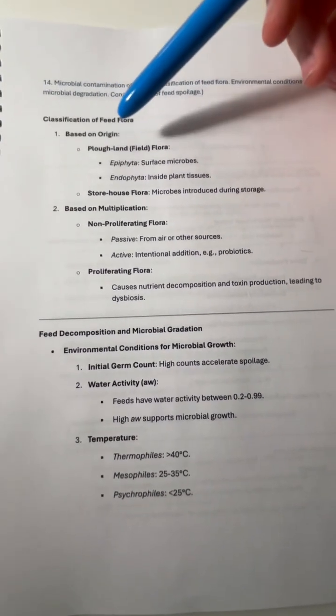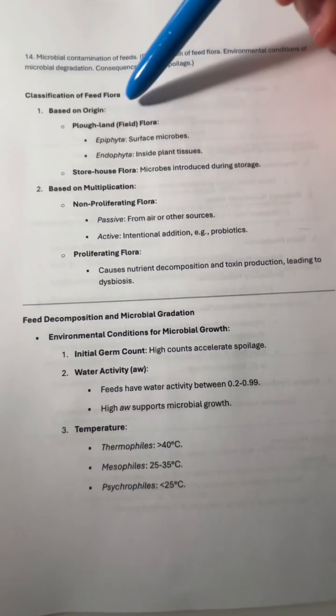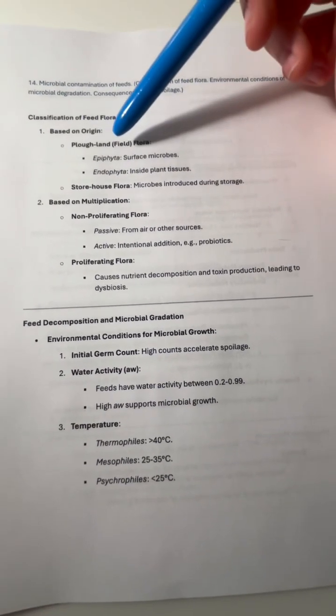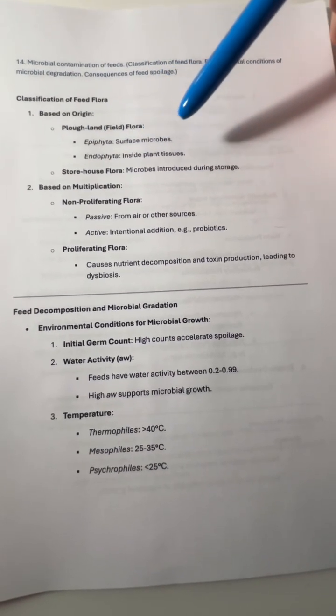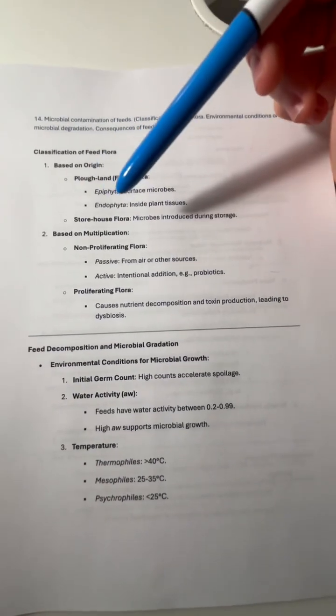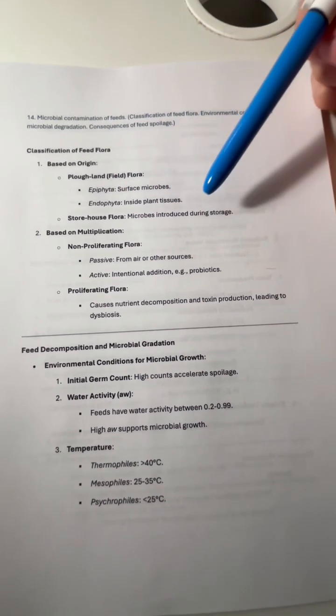We can have ploughland flora, also known as field flora, such as epiphyta, these are surface microbes, and endophyta, these are inside the plant tissue. And then there is storehouse flora. These are microbes introduced during storage.